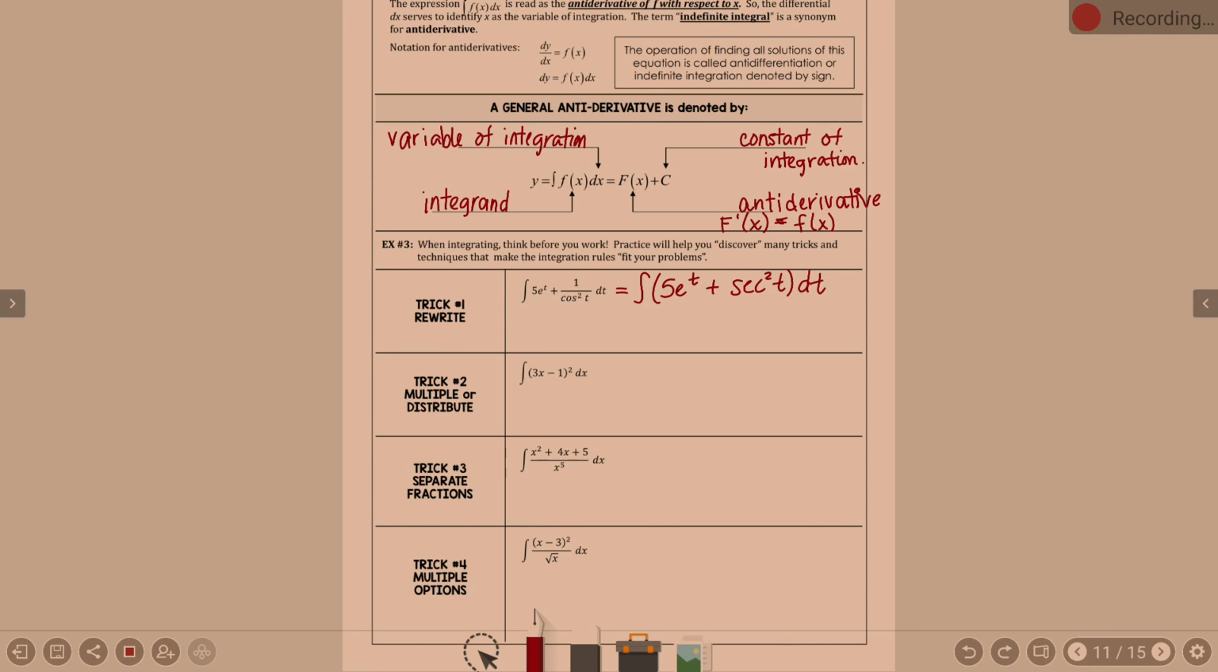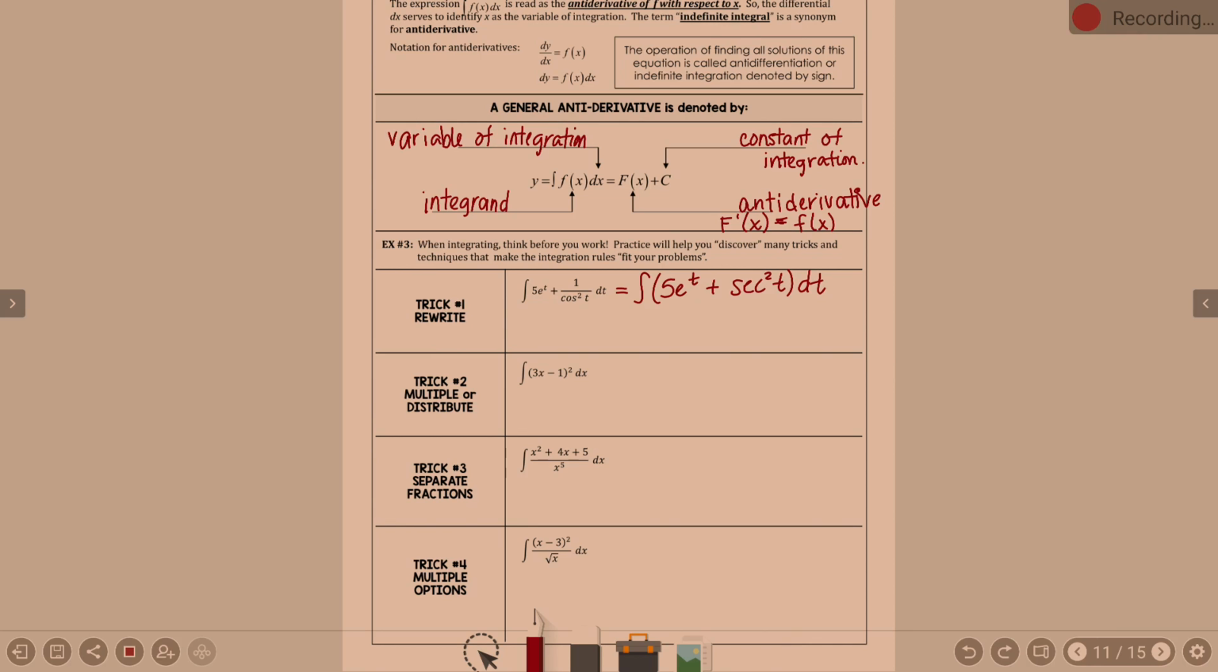Why is secant squared a good move? Because then you get an integral that you're going to know. I'm not saying you know it right now, but it's an integral you know. So ask yourself, what is secant squared the derivative of? Tangent. Okay, so let's actually do some math here.